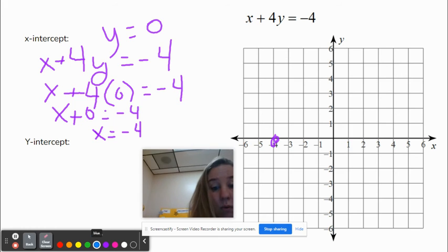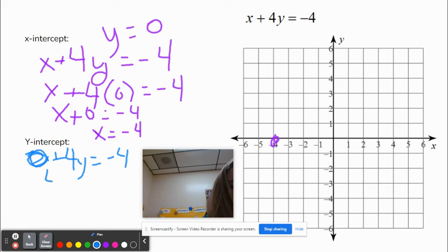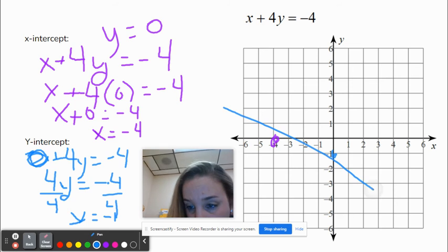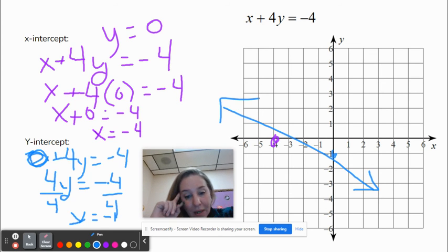Let's look at y. Y-intercept means x equals 0. So you've got 0 plus 4y equals negative 4. Divide both sides by 4, and y equals negative 1. So your y-intercept is here at negative 1. I am not connecting the dots very well, but that's how those are done.